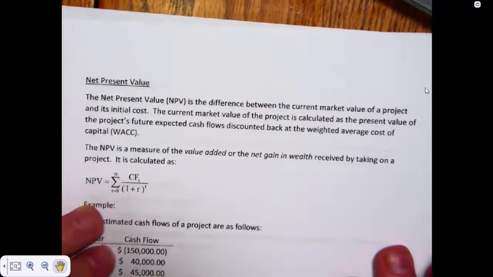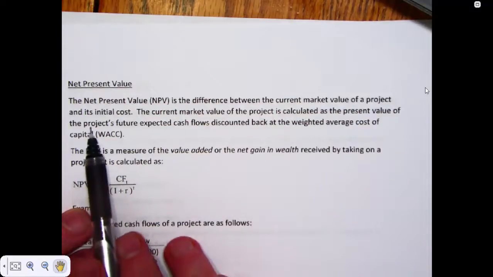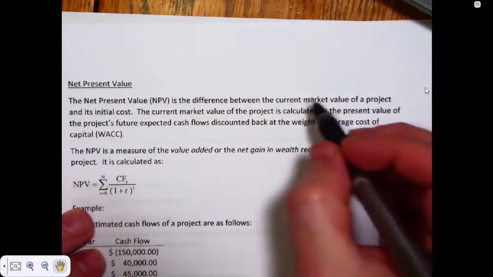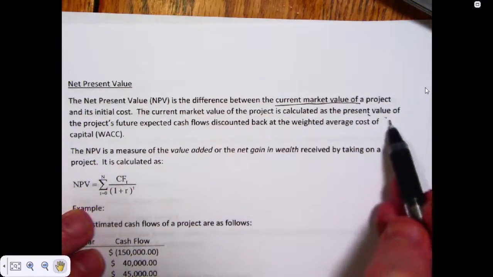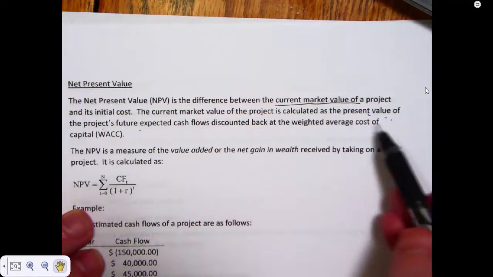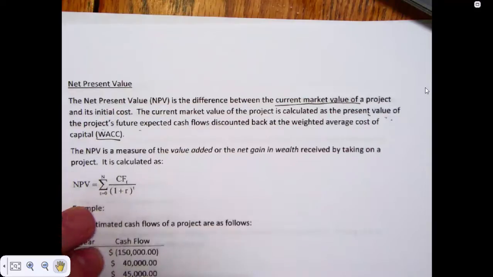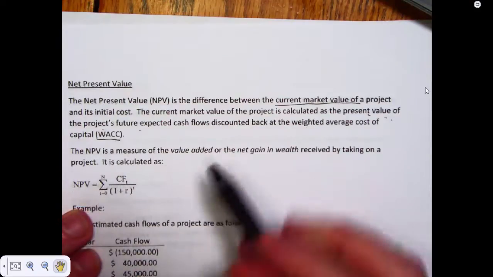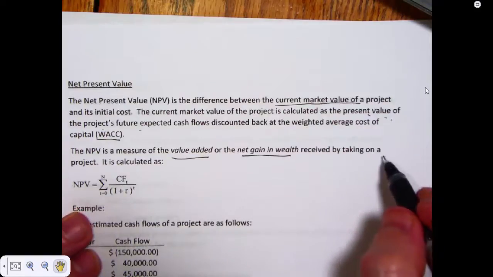So I'm going to move on now to page number 2, and page number 2 is net present value. So the net present value is the difference between the current market value of a project and its initial cost. So the market value of the project is calculated as the present value of the project's future expected cash flows discounted back at the weighted average cost of capital, or the WACC.